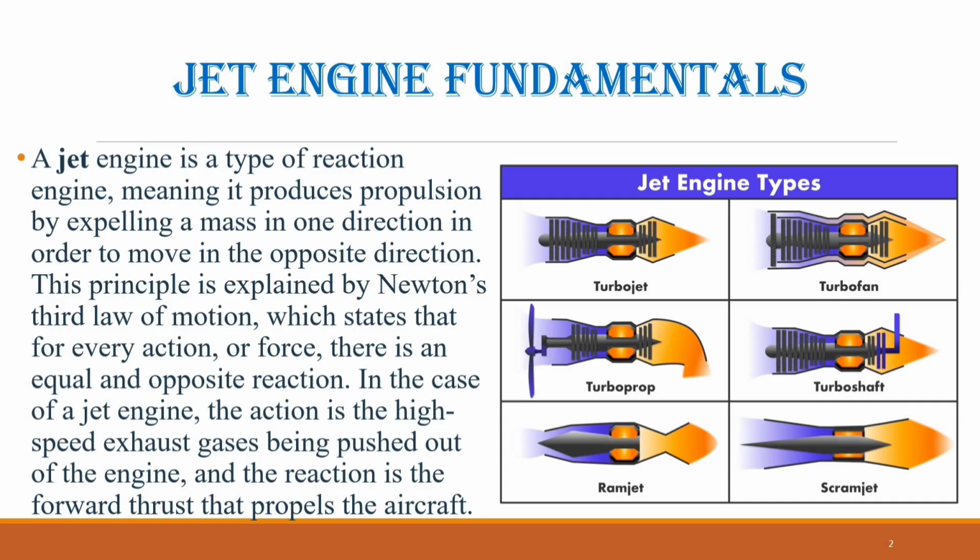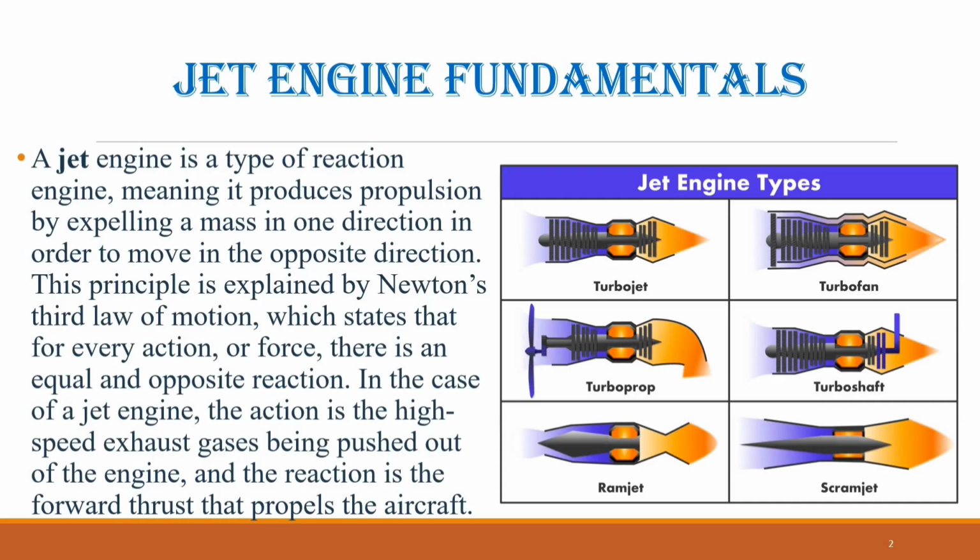Most jet engines used in aviation today are air-breathing gas turbine engines with an axial flow design. Being air-breathing means the engine uses oxygen from the surrounding atmosphere rather than carrying its own oxidizer. The term gas turbine refers to the method by which energy is extracted from hot combustion gases using rotating turbine blades, which convert thermal energy into mechanical power.